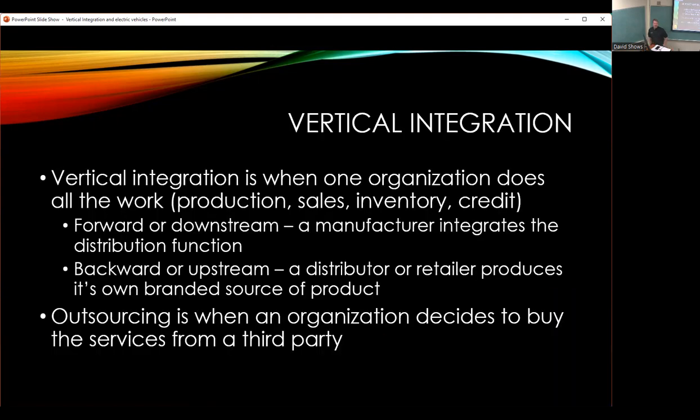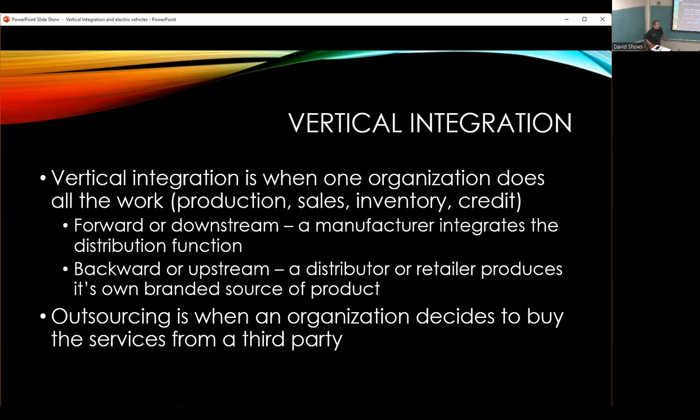We remember from vertical integration, where one organization does all of this, it comes directly from the chapter 4 slide. Production, sales, credit, everything is in a single line. We can do forward or downstream integration, where a manufacturer integrates the distribution function, or we can do a backward or upstream situation, where the distributor or retailer produces its own brand source of product.